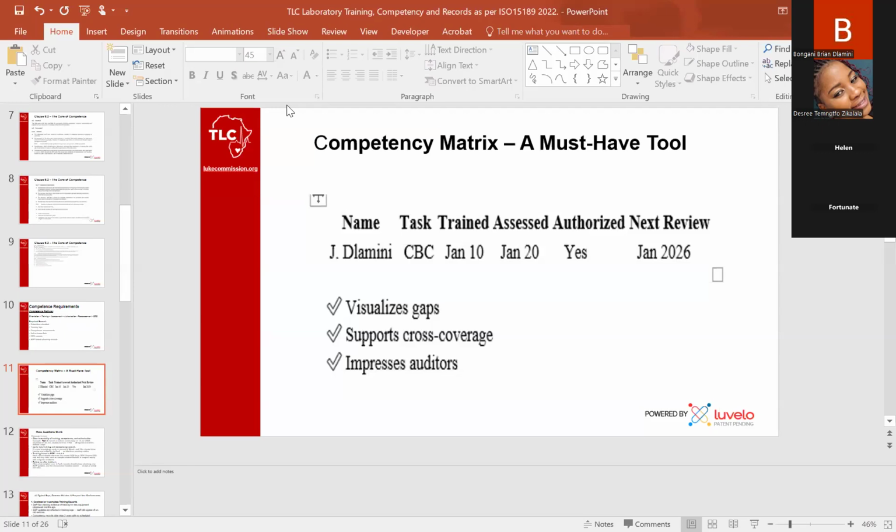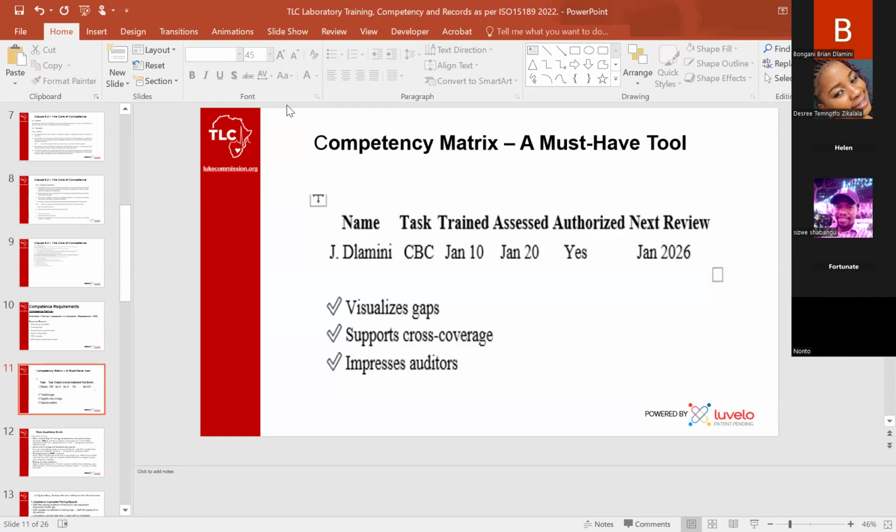Authorized, once they've been assessed and once they've signed off as deemed competent, you have to say you are authorized to do this test. Then next review, recompetency, January 2026. Okay, so that is basically a very basic competency matrix. We'll get hold of the accredited labs and see what they've done for that.